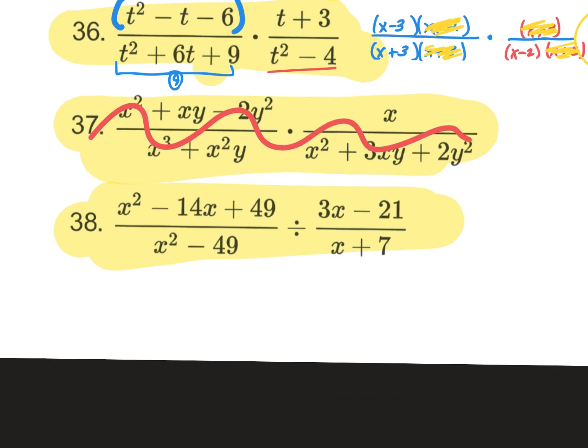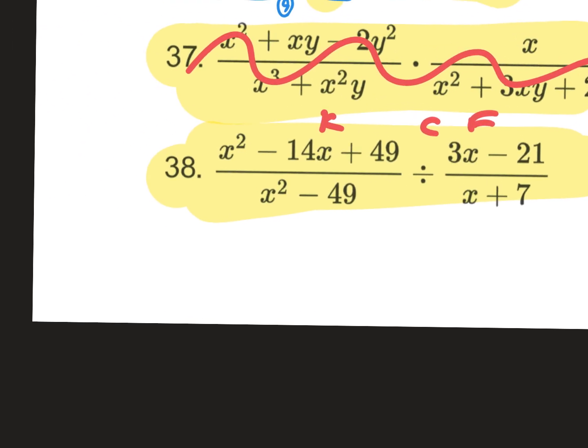Look at 38. Look at 38. What do I have to be really aware of with 38? Okay. There, I do see a GCF, but what is the sign in the middle of these two fractions? It's division. So what do I have to do first? I have to keep, change, flip. You guys have got to remember to do that. If you don't, then you're going to get the problem wrong, the whole thing.